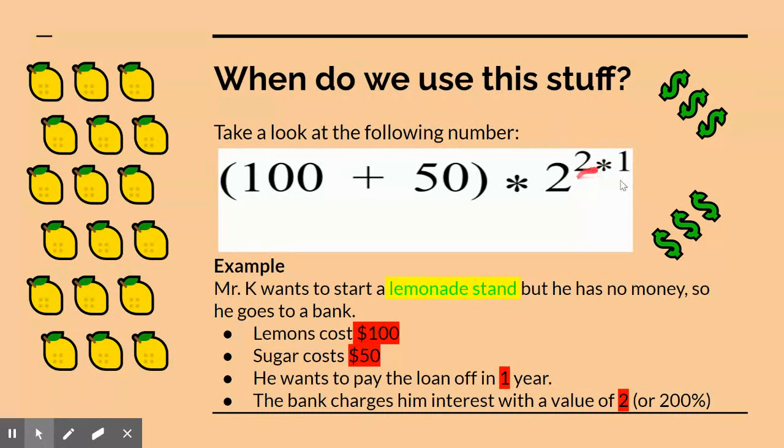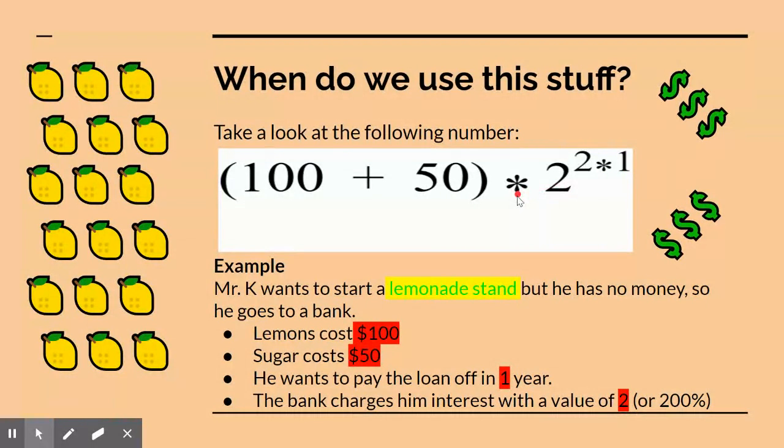So this is tricky, right? We have a 2 times 1 inside of the exponent. So this is really a strange number. But in the real world, interest rates for loans use formulas that give you numbers that look like this. Okay, so this is a real world example where you would see this number because it represents different things that go into getting a loan.